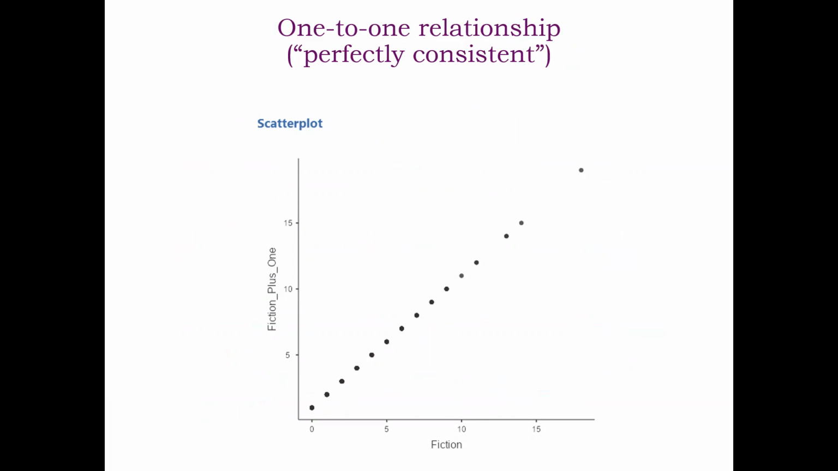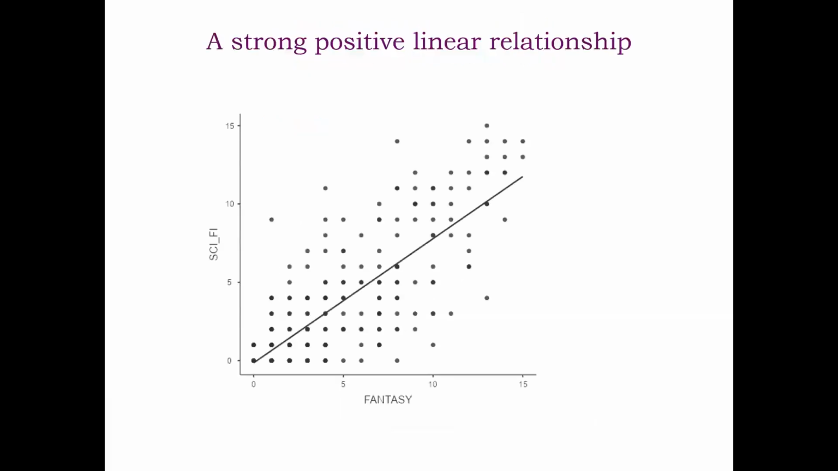So here we have two variables, one that I made. On the x-axis, we have fiction. This was just the number of authors people recognized. And on the y-axis, we have a variable I created with compute variable. Remember that from our second topic? I just added 1 to each value in fiction, so we get a perfect one-to-one relationship here.